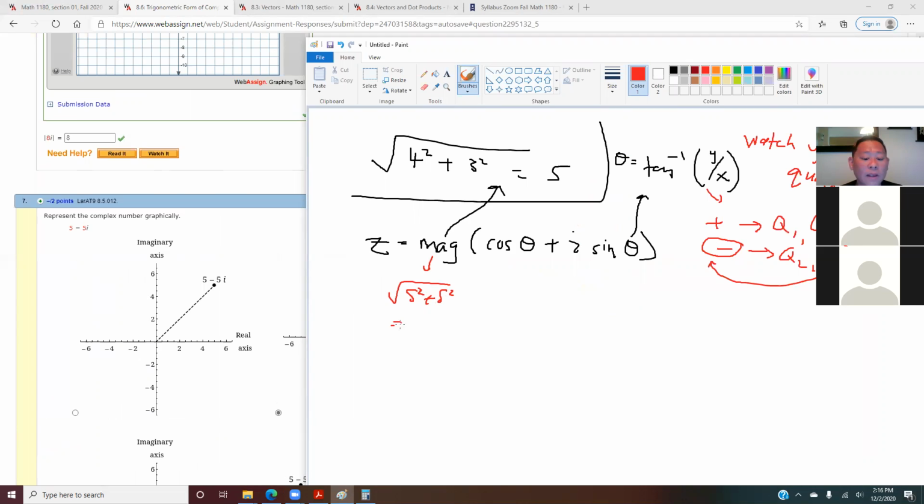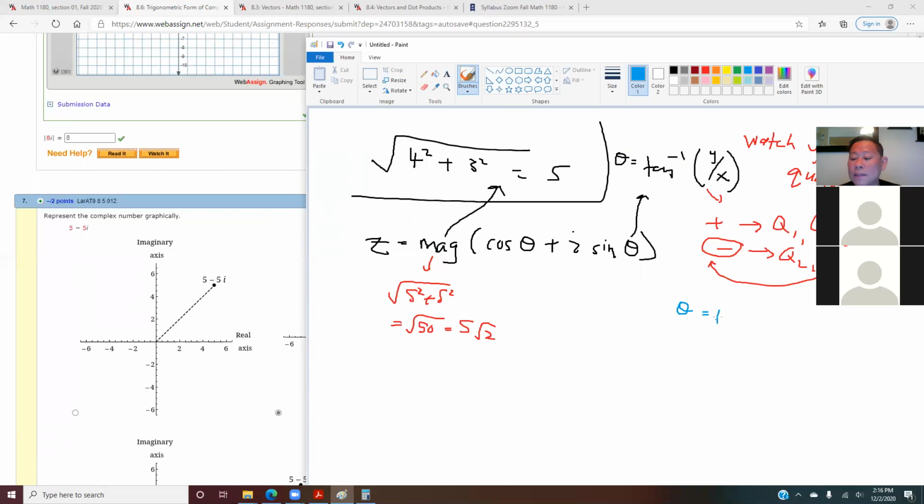And that will give me the square root of 50. 25 plus 25, which is 2... no, 5 square root of 2. The square root of 50 is 5 root 2. So this is how you find your magnitude. Now we need to find your theta.